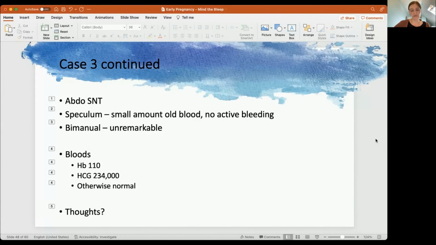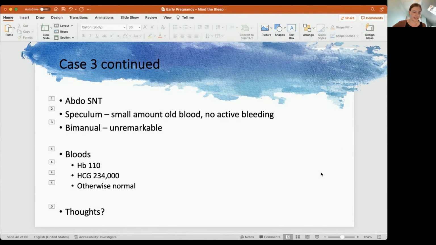These were the bloods that came back. Does anyone have any thoughts about those bloods? Anything interesting about them? Yeah, that's good. Yeah, I mean, to be honest, with the history, it could be a complete miscarriage. Could be a missed miscarriage.